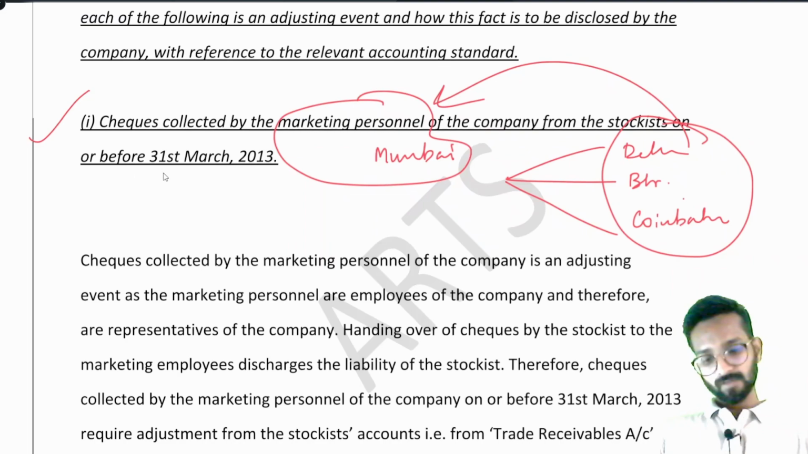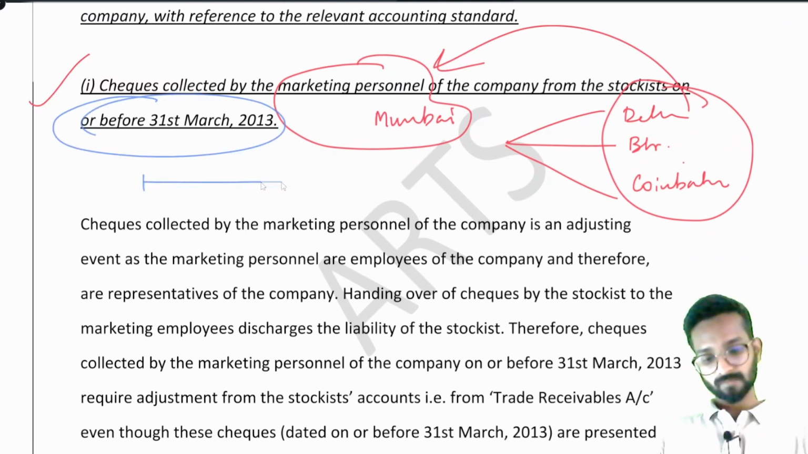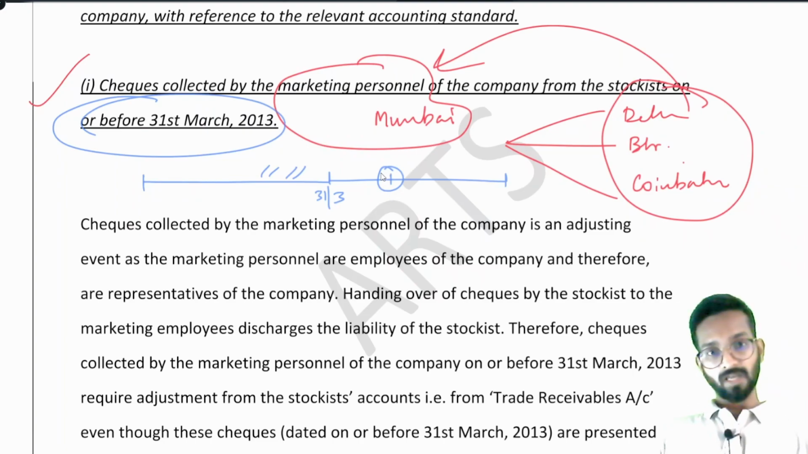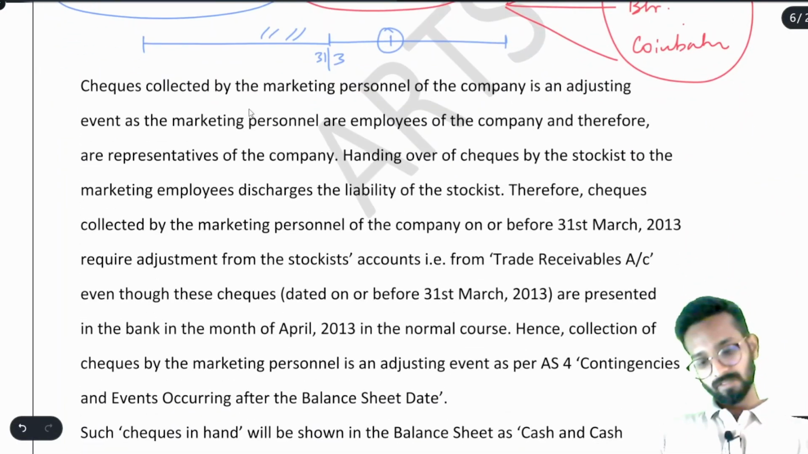Okay. Now checks are collected. Now they are saying the checks are collected on or before 31st March. It means this is 31st March. Checks are collected here itself. Amount received in April month. Okay. Now is it an adjusting event or not? See, very easy. Read the answer here.